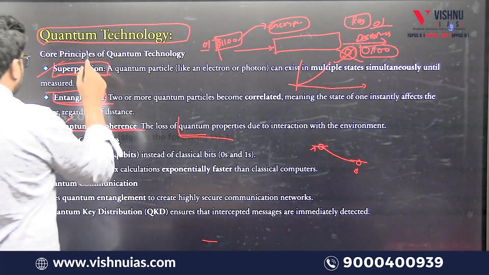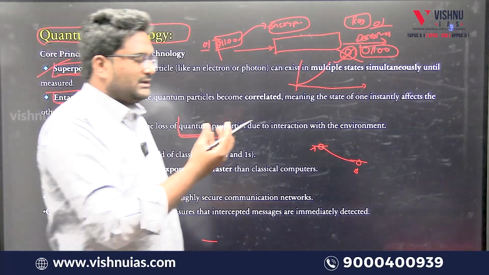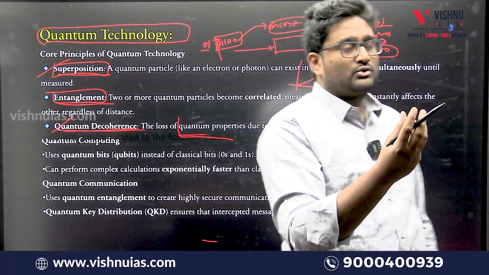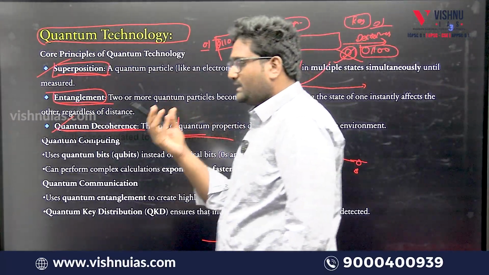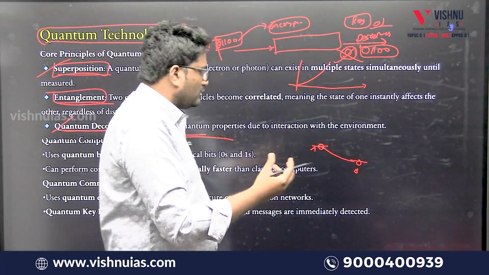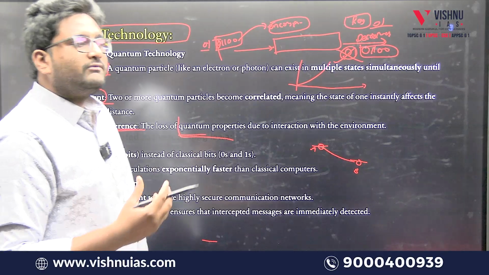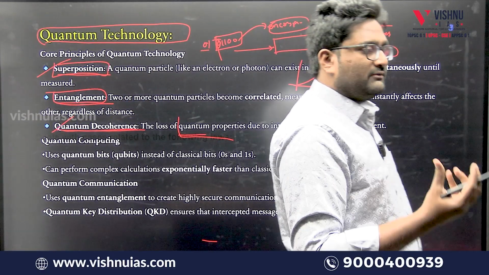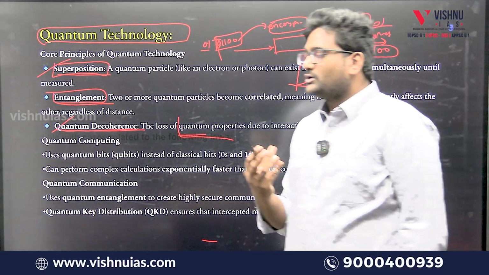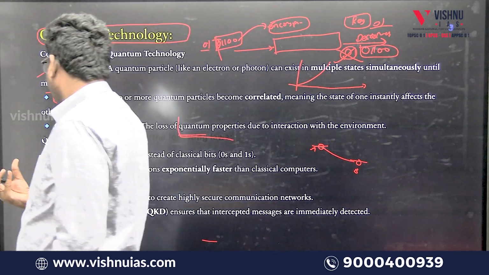Okay, superimposition means the same particle can act in 2 or multiple states. Entanglement means the linking between 2 quantum particles. Finally, quantum decoherence means when a quantum particle interacts with the environment, it is going to lose its quantum properties.